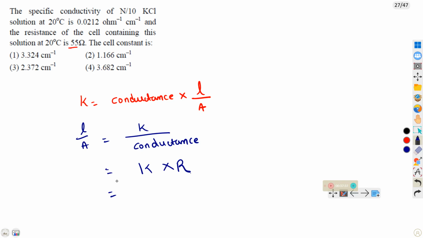K value, how much is given? Specific conductivity value is given as 0.0212 and resistance is given as 55. Simplify, then you will get 1.166 centimeter inverse. Second option correct.